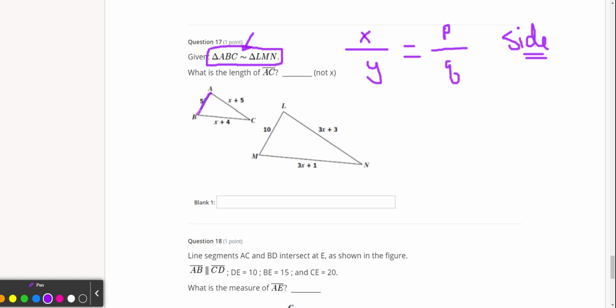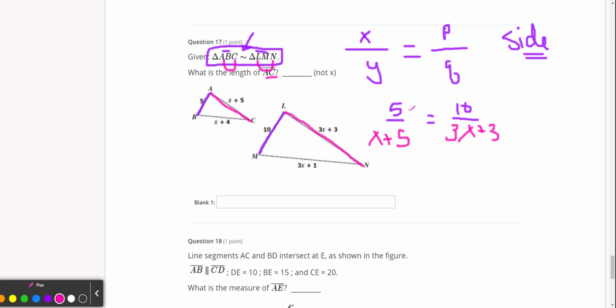I always start where I have just whole numbers. So I'm going to do 5, and then AB goes with LM. 5 and 10 go together. They can either go side by side or they can go in the same fraction. It doesn't really matter. So then I want AC. AC is here. The 5 and the x plus 5 are in the same triangle, so they go in the same fraction. And then AC is the first and the last. It goes with LN, so it has to go with 3x plus 3.